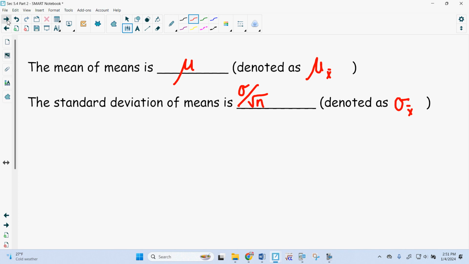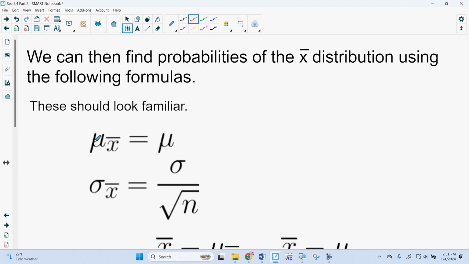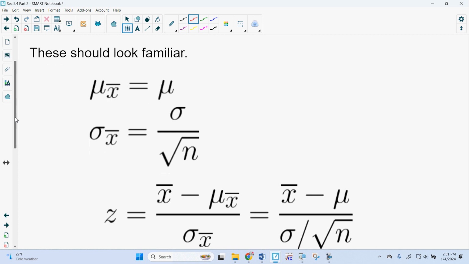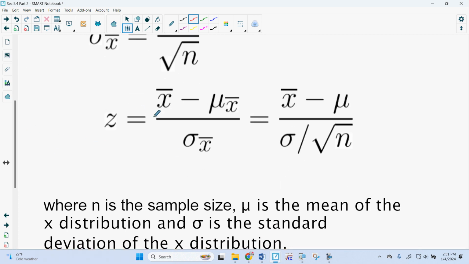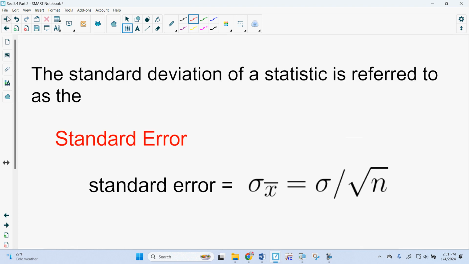So what that gives us, mu x bar is just equal to mu, sigma x bar is just equal to sigma over square root of n, and if we wanted to do this, we could now get a new z-score, and we can go through and use that to do our calculations like we did previously. Now, one thing I want to mention before we move on is the idea of a standard error. Sigma x bar, or sigma over square root of n, is sometimes known as the standard error.